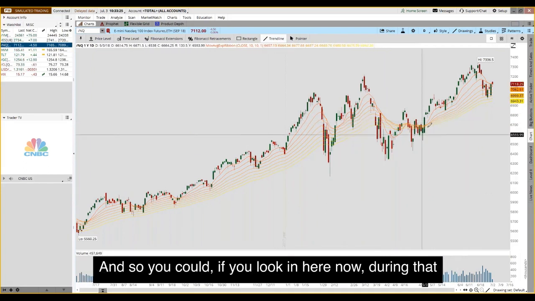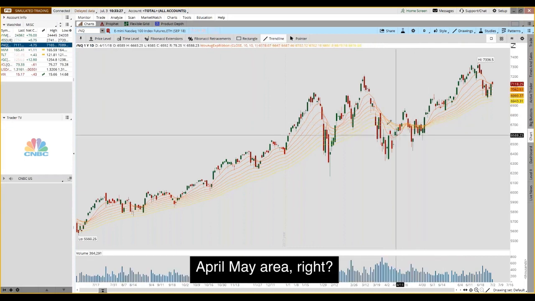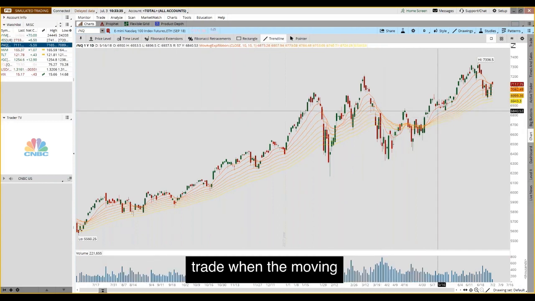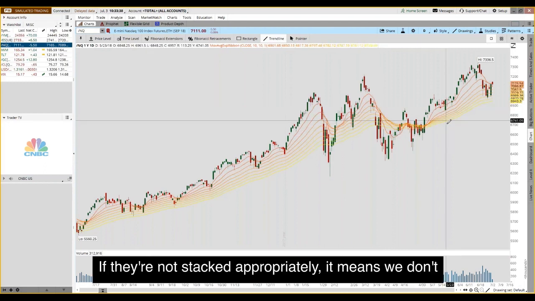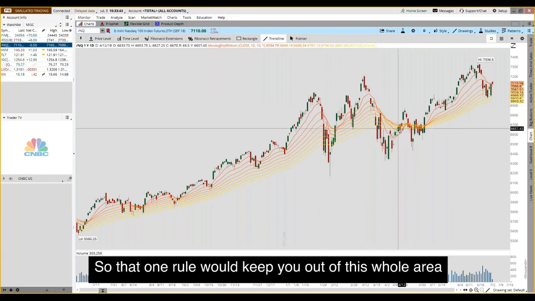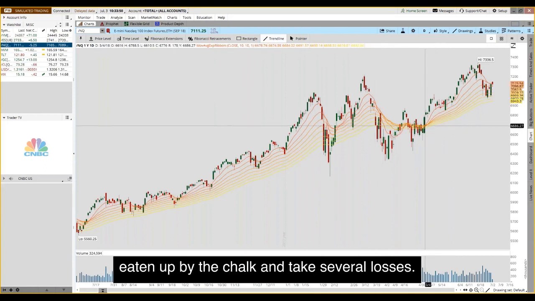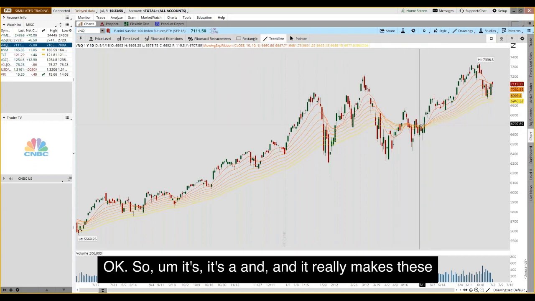And so if you look in here, during that April, May area, just having that one rule saying I'm only going to trade when the moving averages are stacked appropriately. If they're not stacked appropriately, it means we don't have a trending market. So that one rule would keep you out of this whole area here where you would likely just get eaten up by the chop and take several losses.